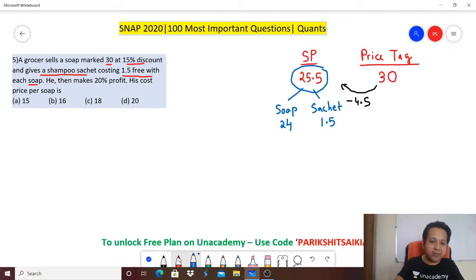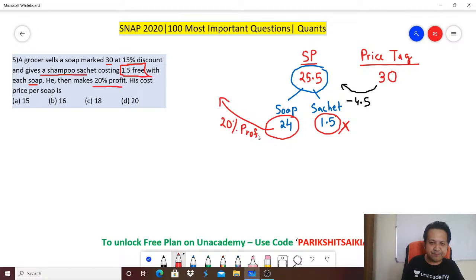Perfect. Now the question says the shopkeeper makes a 20% profit. Remember, whatever I give for free, there I am not making any profit. So you cannot consider this 1.5 in your calculations anymore. You are giving this for free, so you are not making any profit on the sachet. So on this, they say there is a 20% profit.